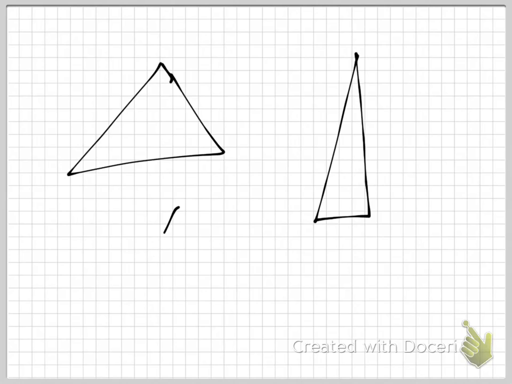Triangle, right? Here's the deal. There are two different ways to classify triangles, two different ways to identify triangles. One is to identify triangles based on their angles.